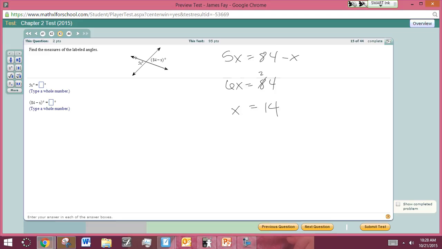Now they want to know what is that angle there. Well, if x is 14, 5 times 14 is going to be 70. So that's 70 degrees. If these are vertical, that also has to be 70 degrees. And if I think about 84 minus 14, that does give me 70.